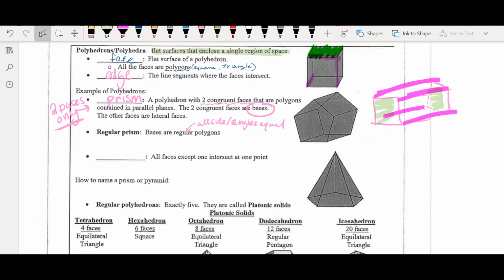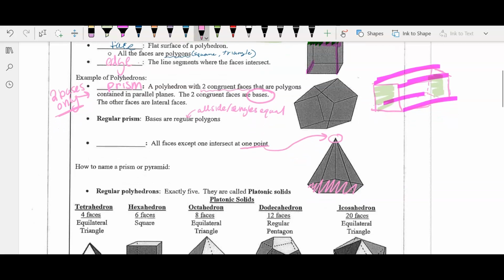Then we have pyramids. All faces except one intersect at one point. We have this face down below, this flat surface, and it will not intersect at that one point. Notice that one point is here. This is called a pyramid.